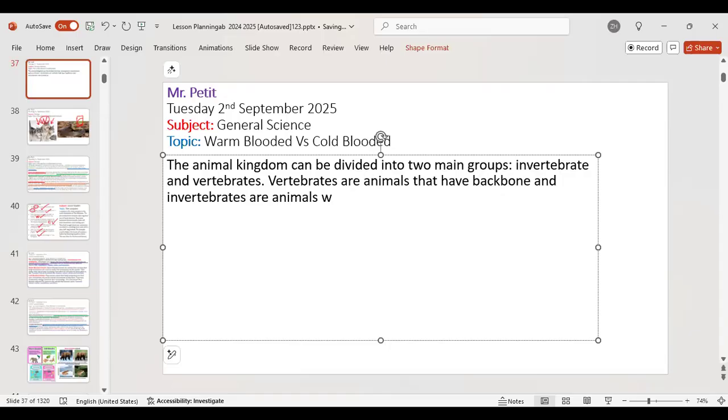Is an iguana cold-blooded or warm-blooded? We can figure it out right now.